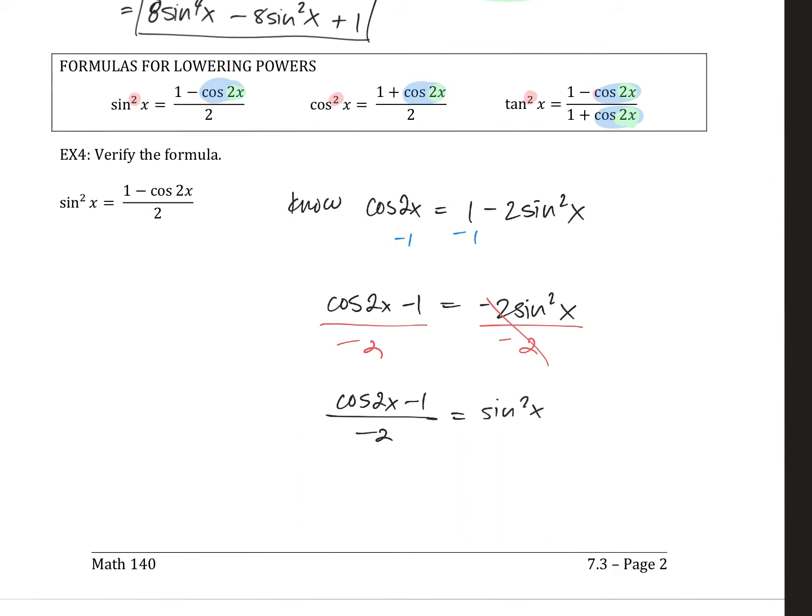This doesn't look exactly like what we have here yet, so how do we manipulate it to look like it? Well, notice the 2 is positive down here. So let's multiply the top and bottom of this by negative 1. Now when we do that and distribute that negative 1 inside those parentheses, we'll end up with 1 minus cosine 2x divided by 2 equals sine squared x. And we have verified the formula. Check. Checks out.